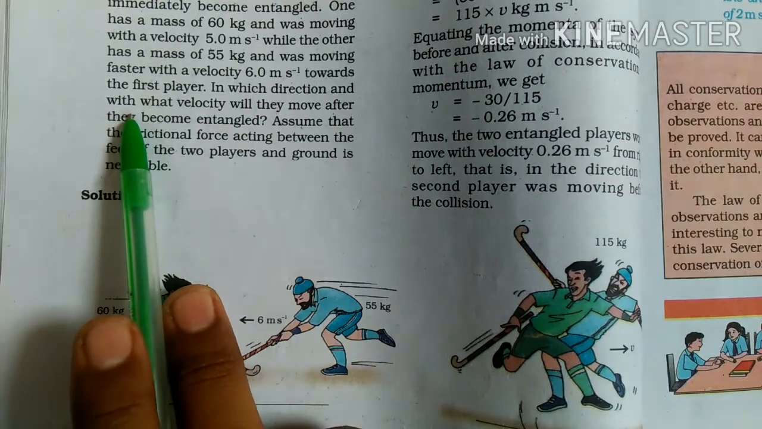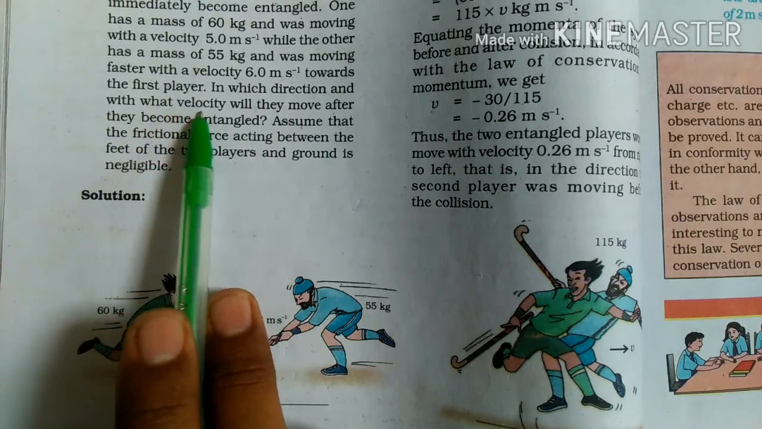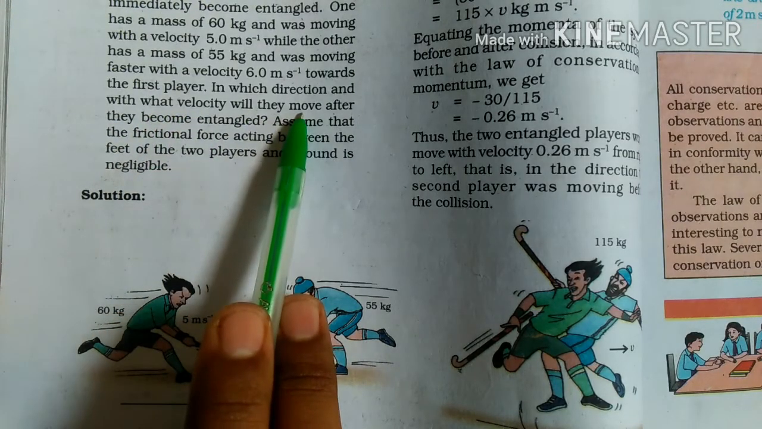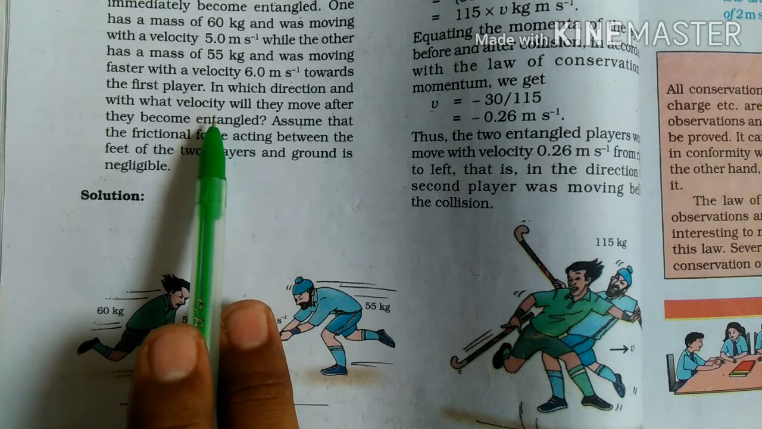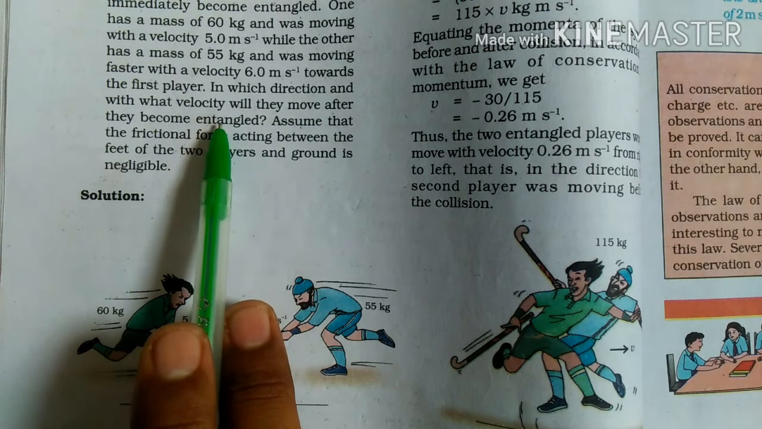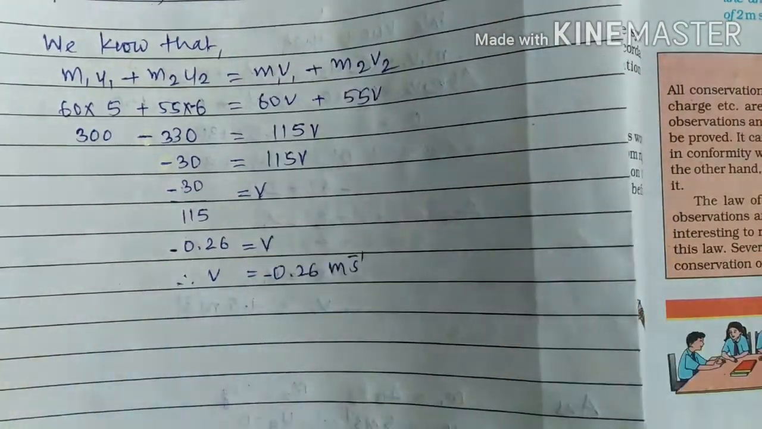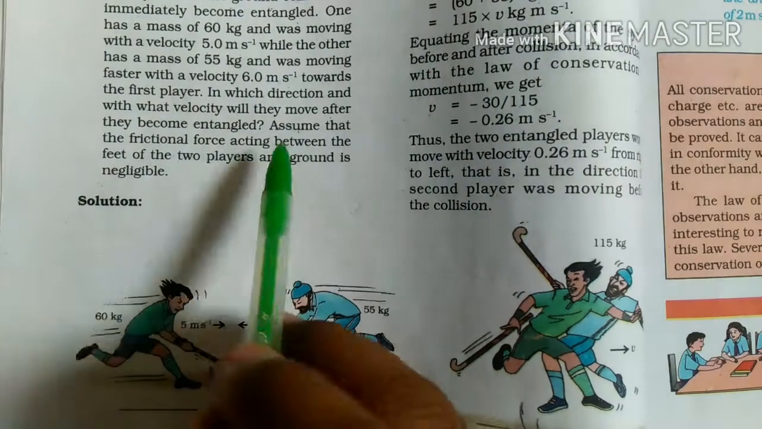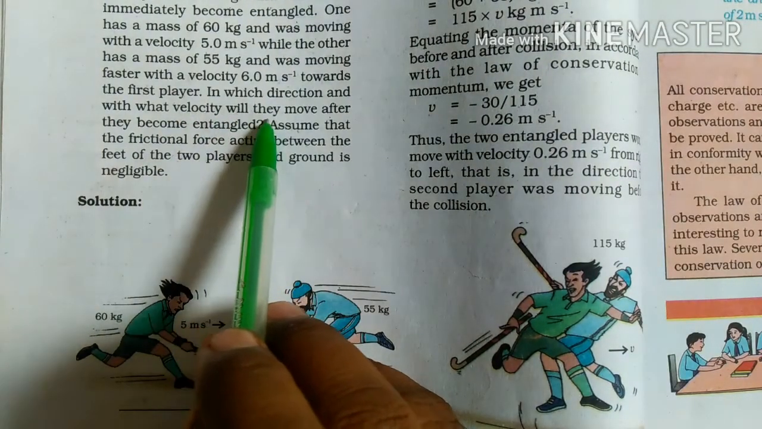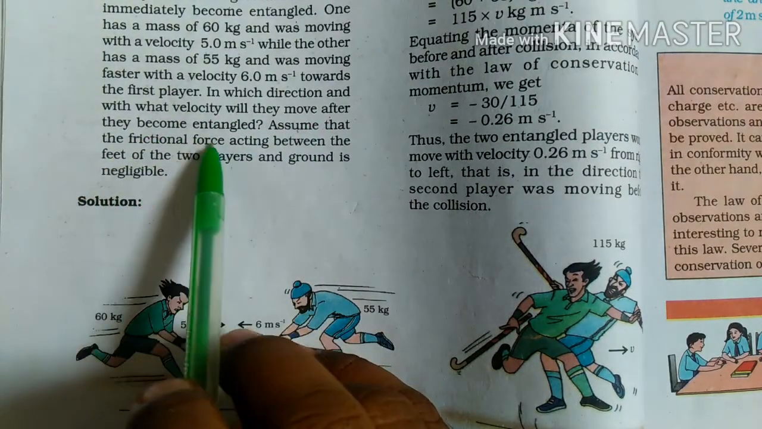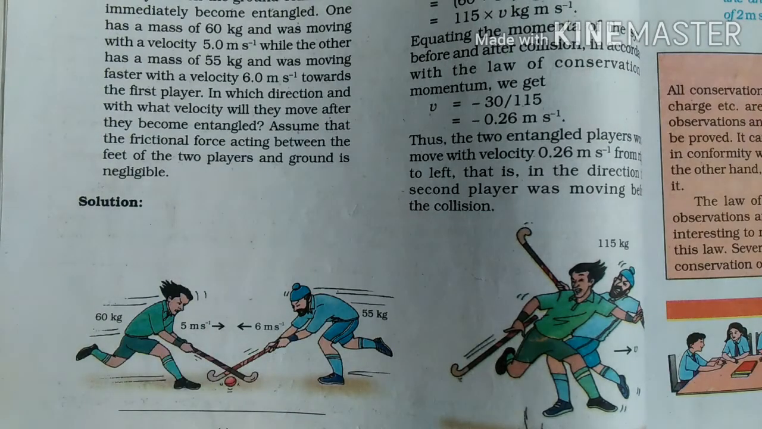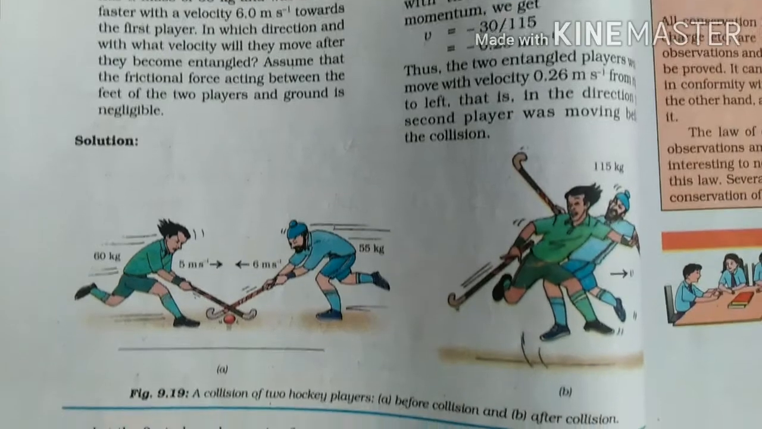And with what velocity will they move? Velocity is minus 0.26 meter per second. This is the velocity. Sorry, I forgot to write meter per second here. This is the velocity with which they will move after they become entangled. Now we will move on to the next questions.